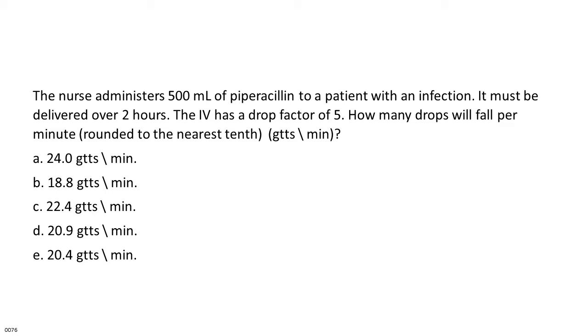A. 24.0 gtt per minute. B. 18.8 gtt per minute. C. 22.4 gtt per minute. D. 20.9 gtt per minute. E. 20.4 gtt per minute.